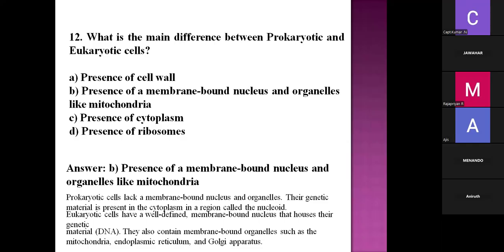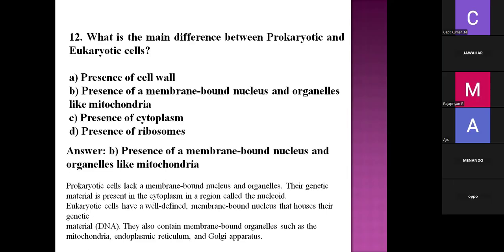Prokaryotic cells lack a membrane-bound nucleus or organelles. Their genetic material is present in the cytoplasm in the region called the nucleoid. Eukaryotic cells have a well-defined membrane-bound nucleus. They house their genetic material, DNA. They also contain membrane-bound organelles such as the mitochondria, endoplasmic reticulum, and Golgi apparatus.